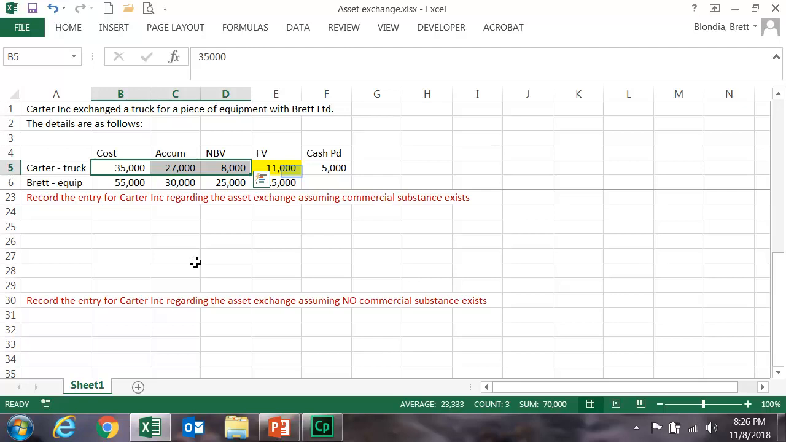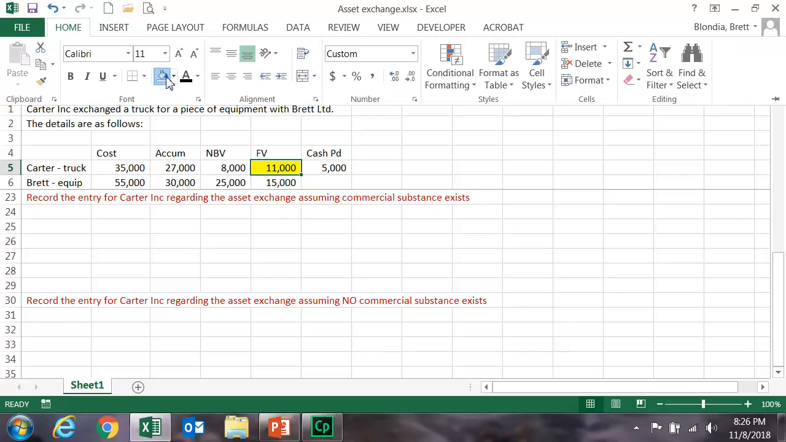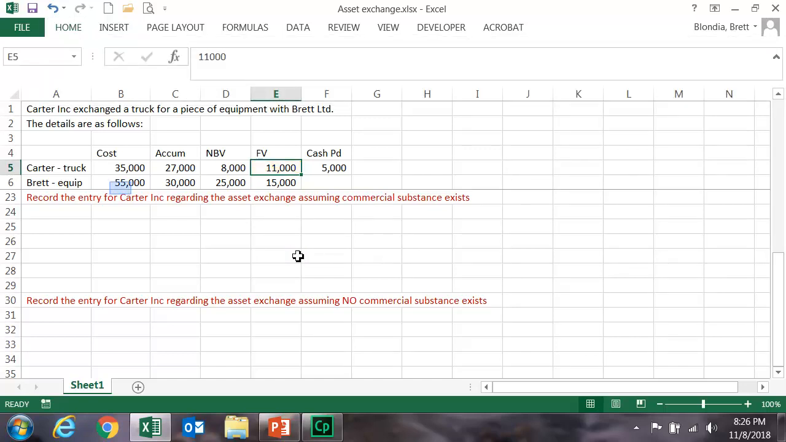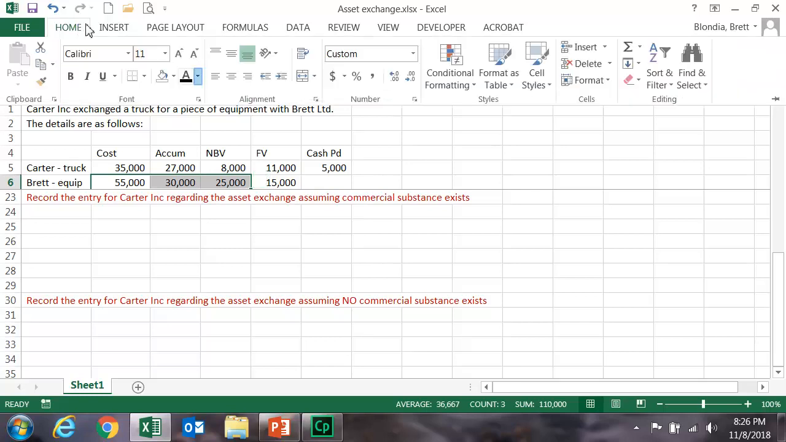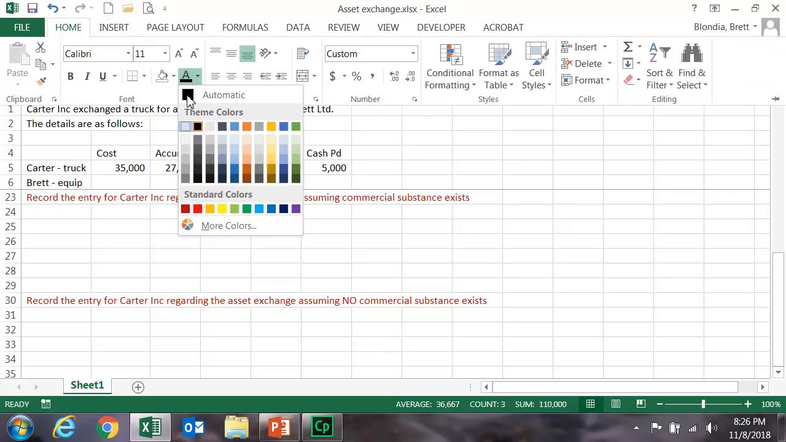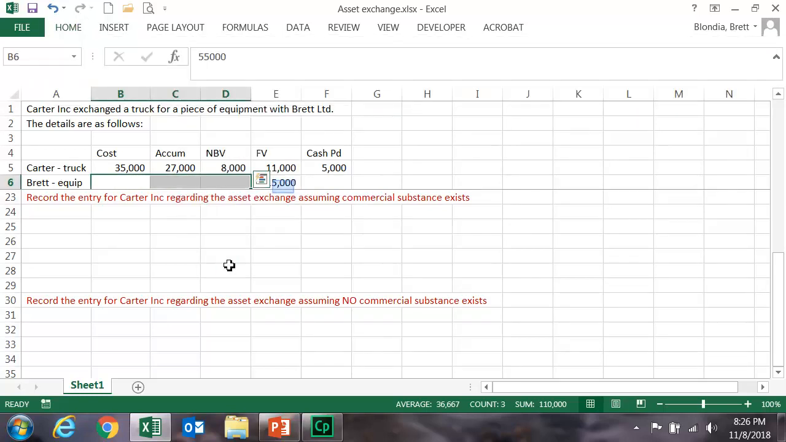So once again, we're going to apply the fair value principle, but we are now dealing with it from the perspective of Carter. So the cost and the accum and the net book value for the piece of equipment, that's irrelevant to them. We could care less. We're only concerned from Carter Limited's perspective with the fair value of that equipment we're getting. But once again, we're jumping the gun here. Let's get the free marks. We're now doing the journal entry from Carter's perspective.